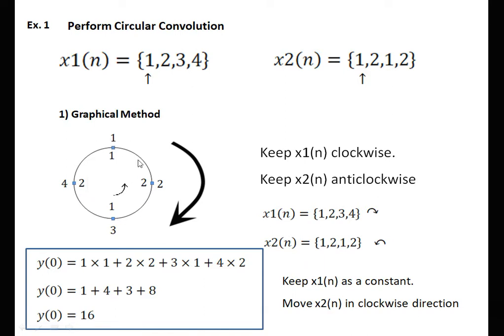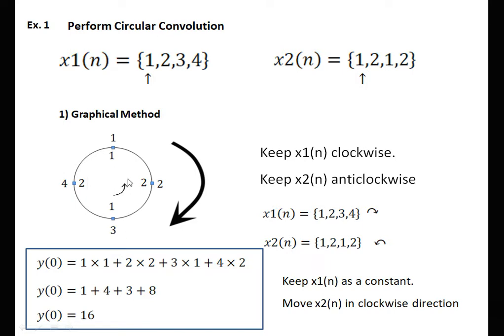So this is the starting 1 2 3 4, and here in the reverse direction we will put 1 2 1 2. For the first time we will take the multiplication at each particular location. Therefore y of 0 is equal to 1 into 2, 2 into 2, 1 into 3 and 4 into 2. So we are getting the first component as 16.